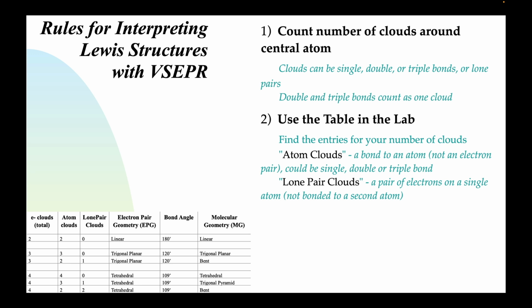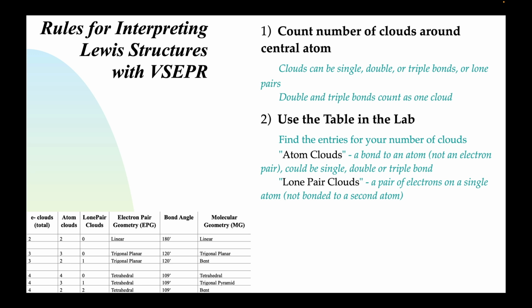Now, in the lab itself, you have the table, which is shown there in the lower left. It shows on the far left side the number of total electron clouds. Then you need to know how many clouds are connected to atoms, i.e. atom clouds, and how many clouds are connected to just one single atom, which are called lone pair clouds. And from this information, you can get the electron pair geometry, EPG, which is going to be super helpful to us in a little bit.